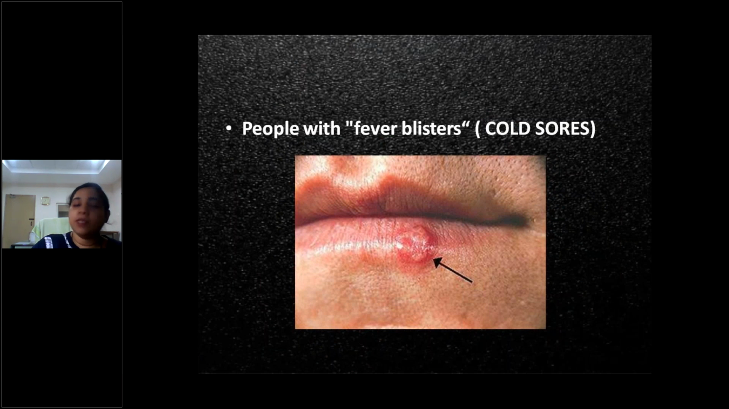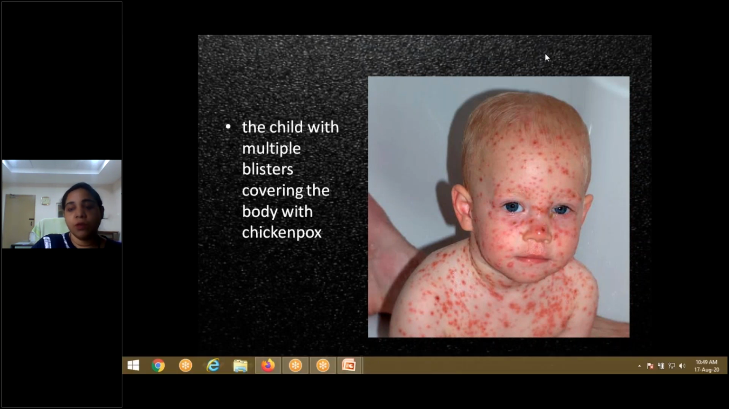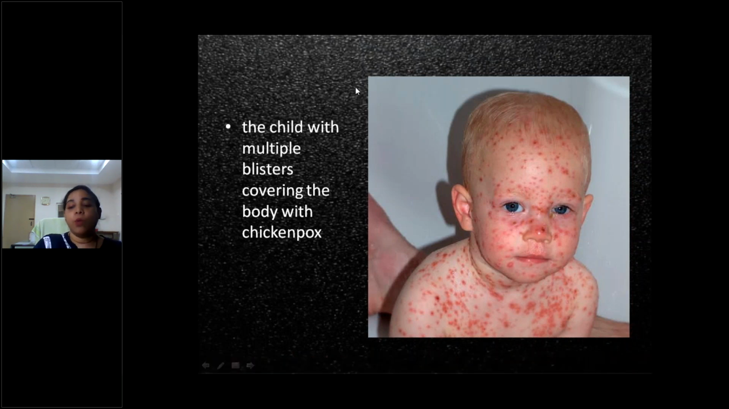So, have you seen this? Fever blisters, cold sores. So many of us, when we have fever, we may develop blisters on our lips. Have you seen these? Next, the child with multiple blisters covering the body with chickenpox. Have you heard about chickenpox? Yes, we all have heard about chickenpox. We all know about cold sores. Both the infections are caused by herpesviruses. Okay, so we are going to learn now about herpesvirus.